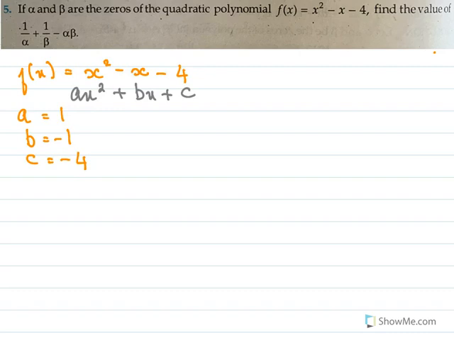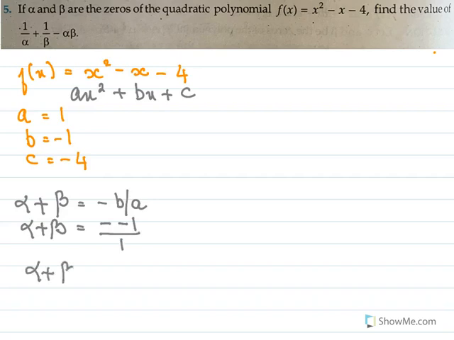The next step is alpha plus beta equal to minus b by a, which means alpha plus beta equal to, b is minus 1, so it will be minus of minus 1 by a, which is 1. So alpha plus beta equal to plus 1. Then we have alpha beta. Alpha into beta is c by a. C is minus 4 by a. So that is minus 4. That is alpha into beta.